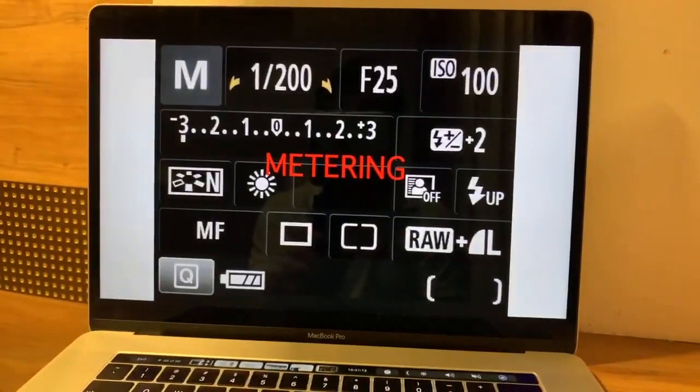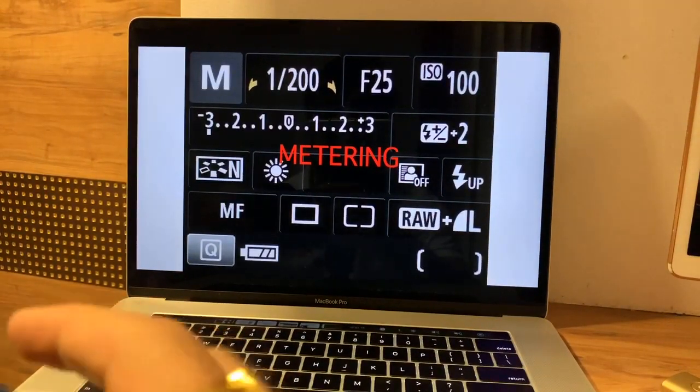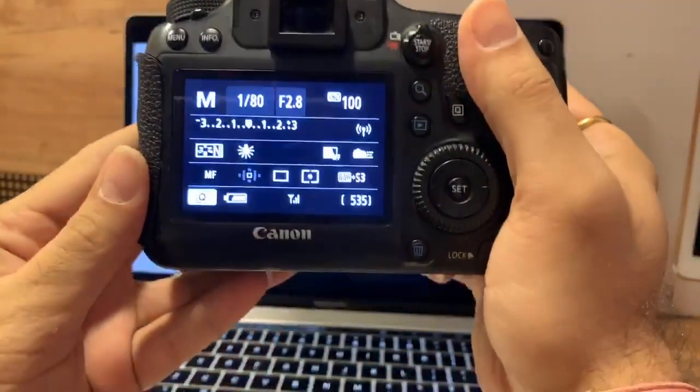That is why I use my camera on manual mode and flash also on manual. So I control my flash power and I don't allow my camera to control my flash power. Okay, so let's go back and try and understand what is metering. And this is there in each and every camera of the world.